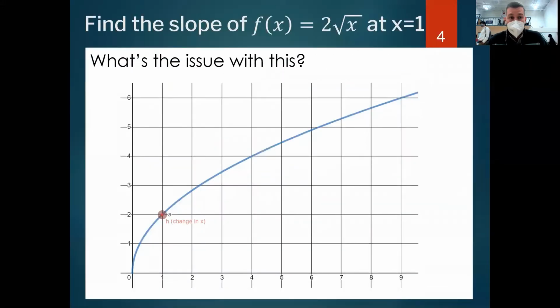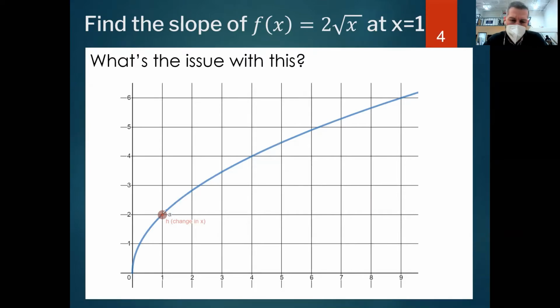Here's an example. We're going to find the slope of f of x. It's listed here, and f of x is 2 radical x. I've graphed it for you. And we're going to find the slope at x equals 1. Maybe you're thinking, well, how do I find the slope at a given point? There's only 1 point there, right? We can see it right there. So how do I find the slope? How do I find change in y over change in x?